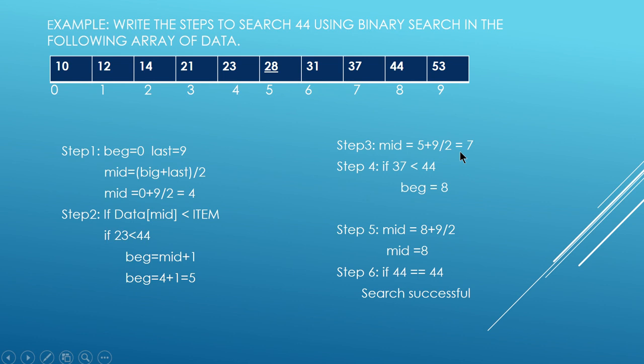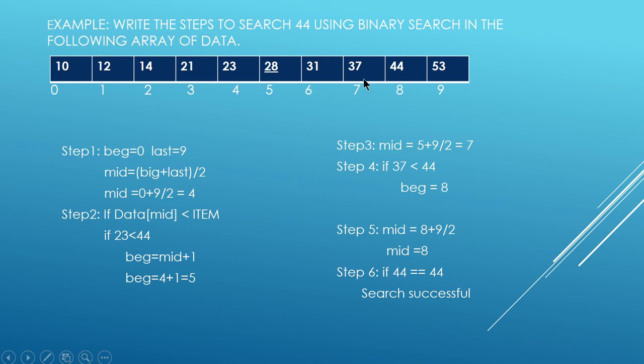So from 5 to 9 I am going to do the search. With the beginning value 5, the last value is still the same. I didn't change that. So now mid is equal to (5 plus 9) divided by 2. So what is 5 plus 9? It is 14. 14 divided by 2 is 7. Okay. So what is there in the 7th index?